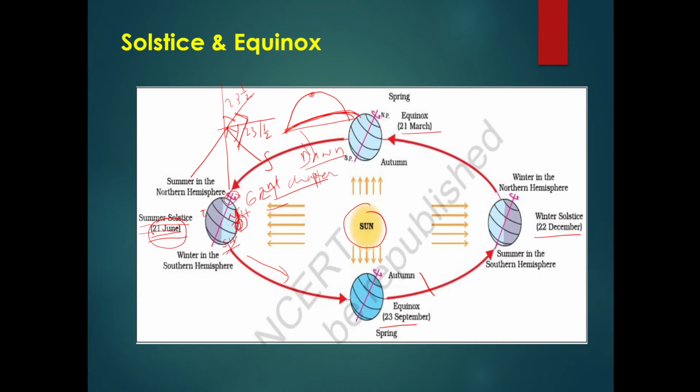You should also remember this day, 21st June. On this 21st June the longest day and the shortest night occur. Okay, now when the earth moves from this position to this one on 23rd September.